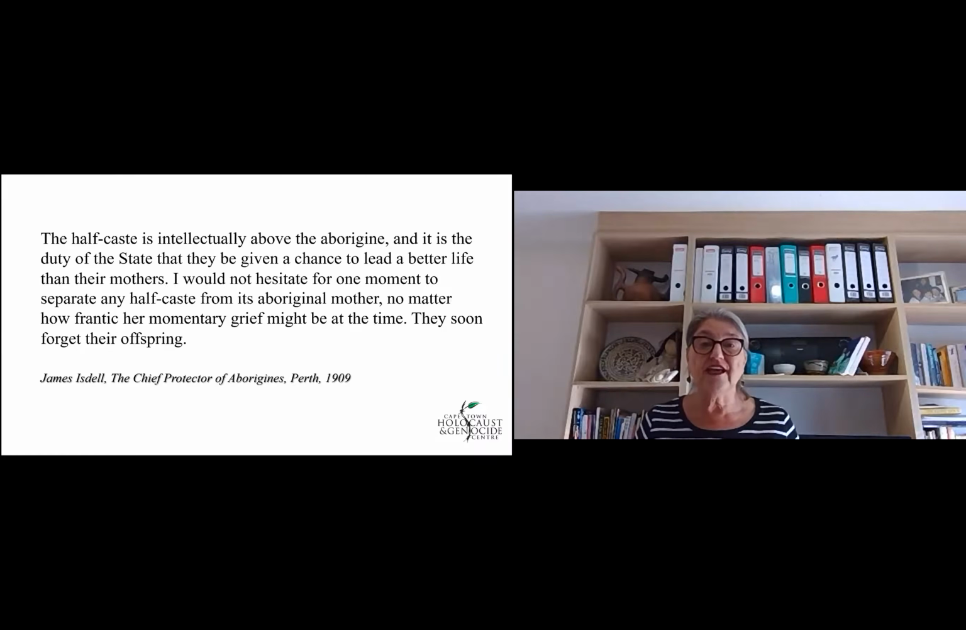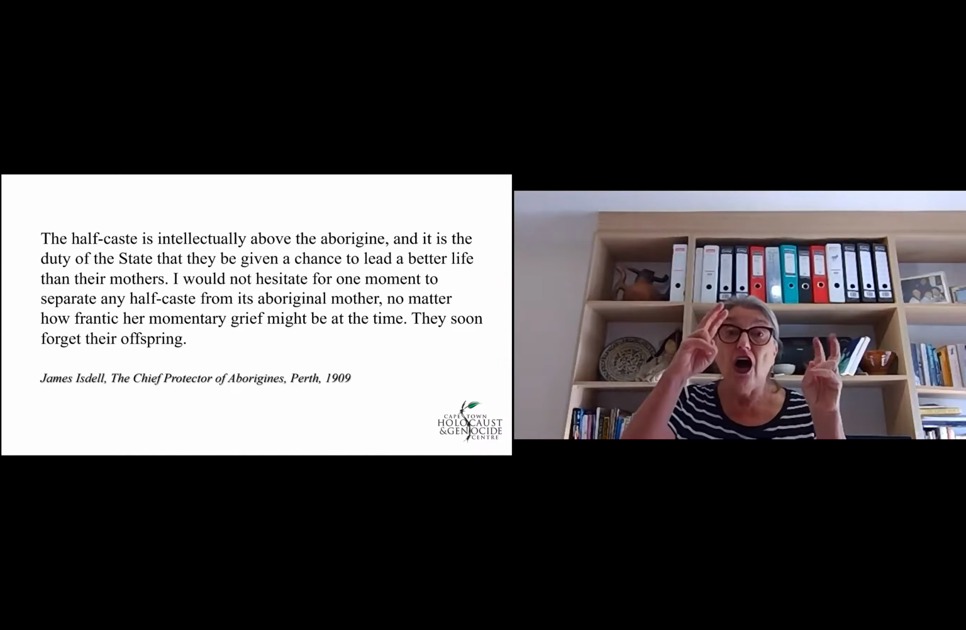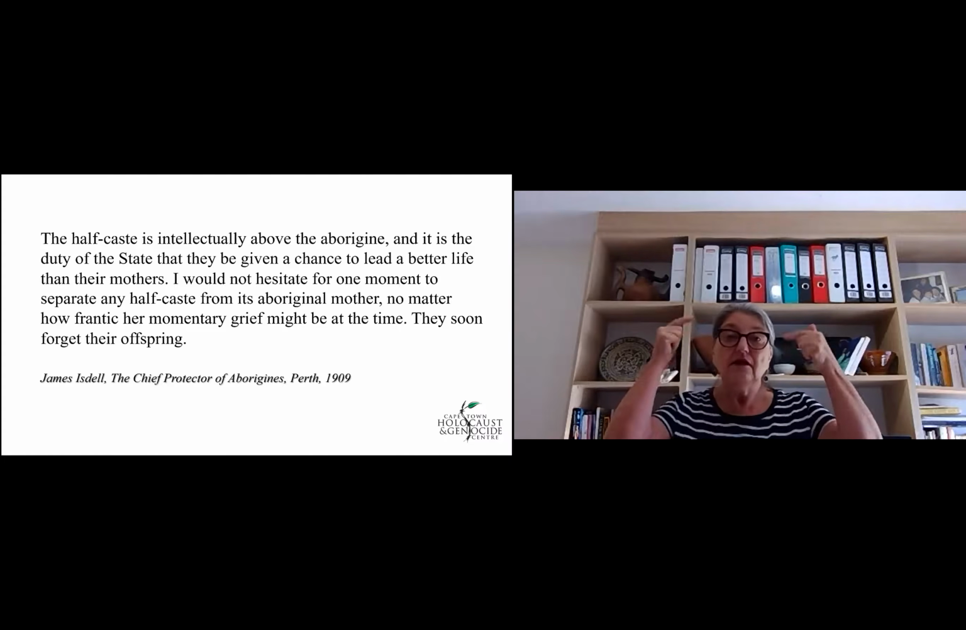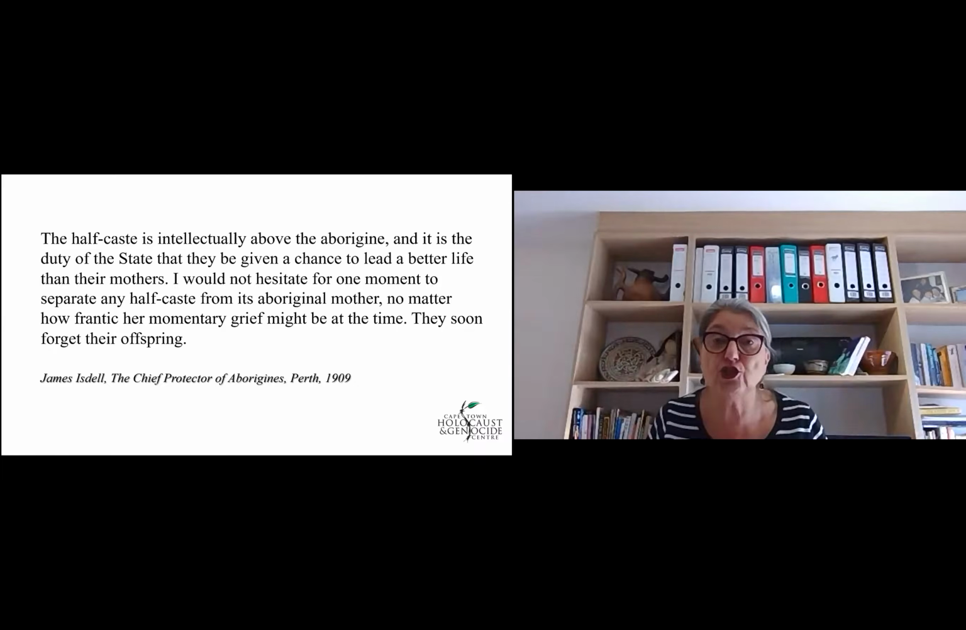They soon forget their offspring. Now, grade 11, this is a primary source. These are words that were written by the chief protector of the Aboriginals, and it shows us very clearly the attitude towards Aboriginal people. Firstly, because someone is half white, they immediately, according to these people, are intellectually above a full Aboriginal. Secondly, the Aboriginal mother, says James Isdell, won't feel the grief because Aboriginals will forget their offspring.